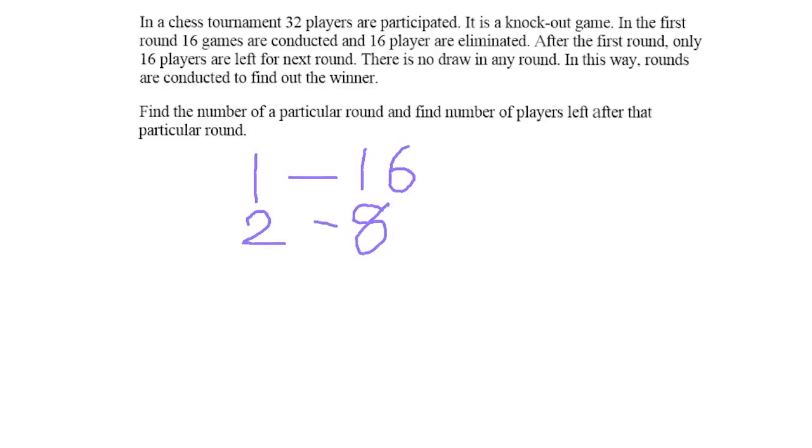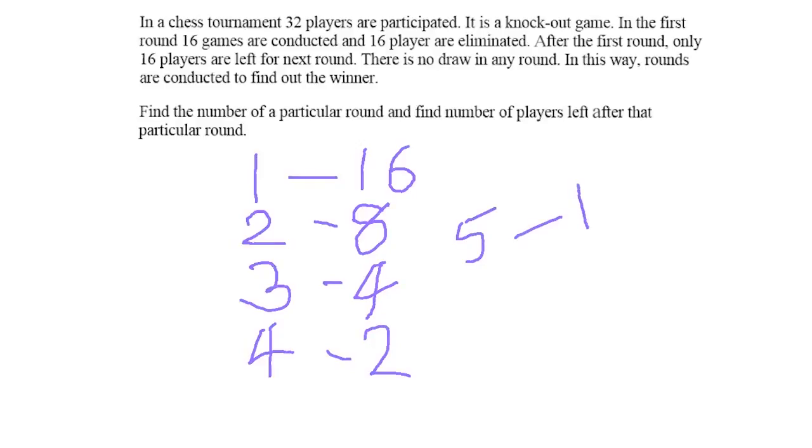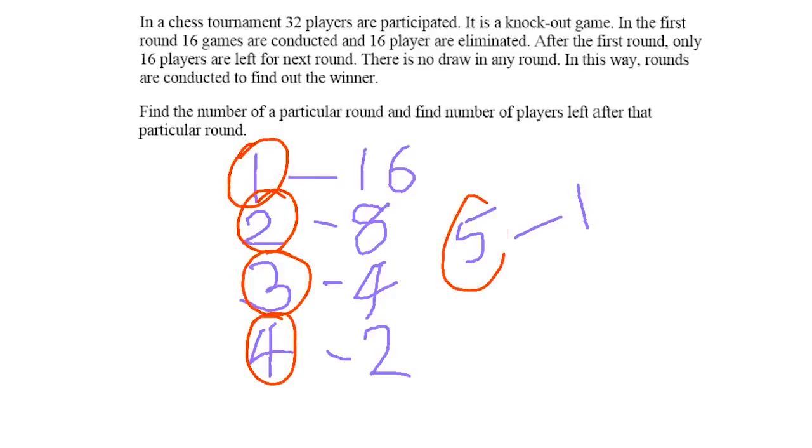In a similar way, in the third round, 4 players are eliminated and only 4 players are left. At the end of the fourth round, only 2 players are left. At the end of the fifth round only 1 player is left, and he is the winner. Now the question is to find the particular round, and to find the number of players left at the end of that particular round. The rounds are 1, 2, 3, 4, 5. This is the first round, second round, third round, fourth round and fifth round.